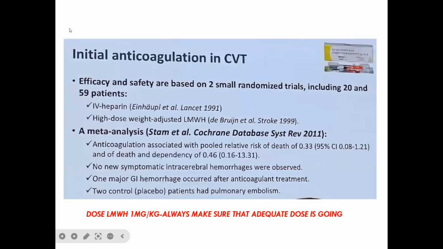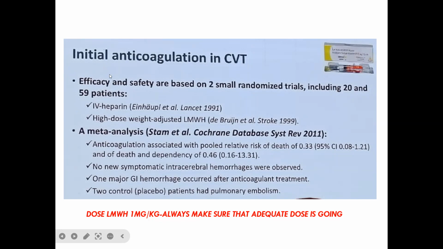Initial anticoagulation can be IV heparin, low molecular weight heparin or unfractionated heparin, and you should always check the dose. If a patient with CVT is around 40 kg, you need to give 40 units, or if the patient is 60 kg, you give 60 milligrams. I think 0.4 ml contains 40 milligrams and 0.6 ml contains 60 milligrams. These are all the preparations.